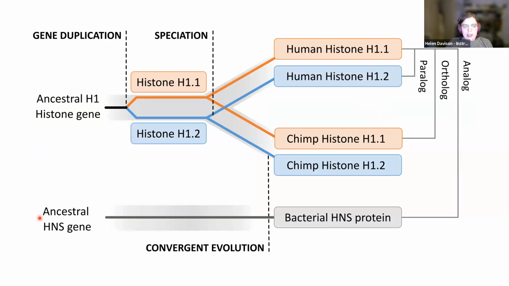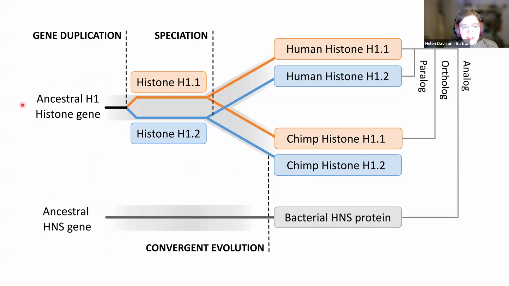So here we have an example of how this kind of works. We have the histone gene. We start with the histone gene here in mammals, and then the H-NS gene that occurs in bacteria. These two things have vaguely similar functions in their organisms, but they occurred by different methods, and they occurred through convergent evolution. So this makes these two things analogs.